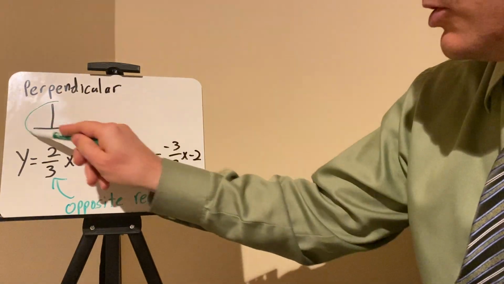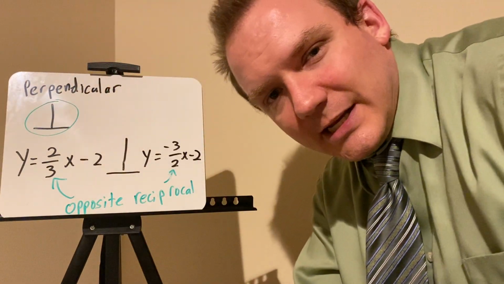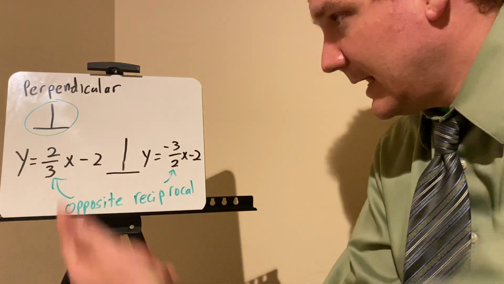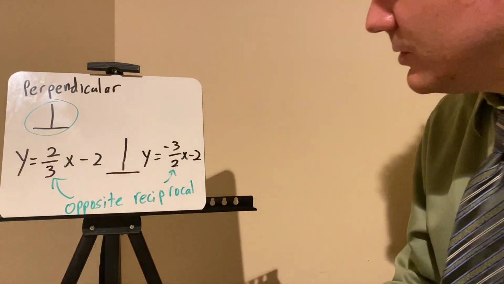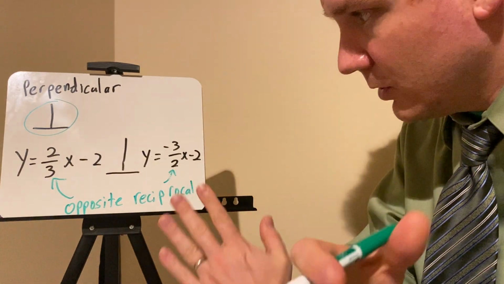Perpendicular. This is a symbol we use to indicate perpendicular. You'll see it in a lot of our equation editors and things like that. It's just a perpendicular line there. That means when two lines cross, they are at right angles.